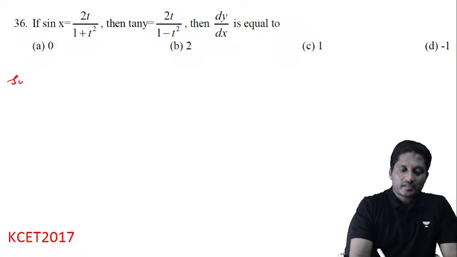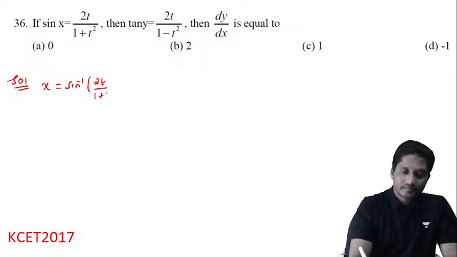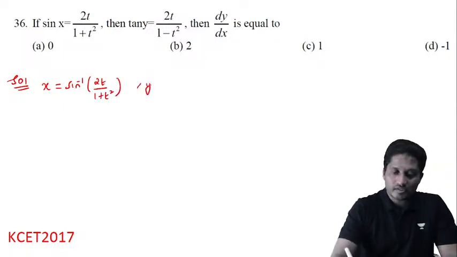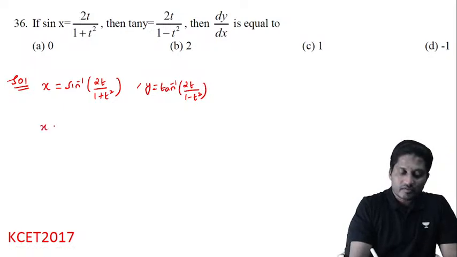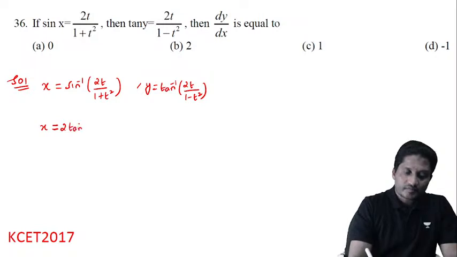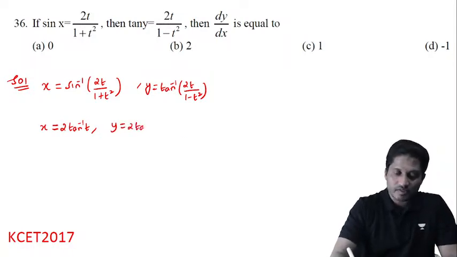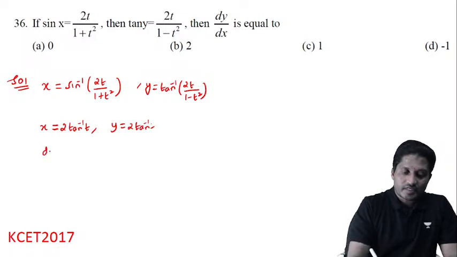So don't differentiate directly. From this, x is equal to sine inverse of 2t upon 1 plus t square, right? Again, y is equal to tan inverse of 2t upon 1 minus t square. Now x is equal to sine inverse of 2t by 1 plus t square, which is 2 tan inverse of t. And y is equal to, again, tan inverse of 2t by 1 minus t square, which is 2 tan inverse of t. Now if I differentiate, dx by dt is equal to 2 times differentiation of tan inverse of t, which is 1 by 1 plus t square.